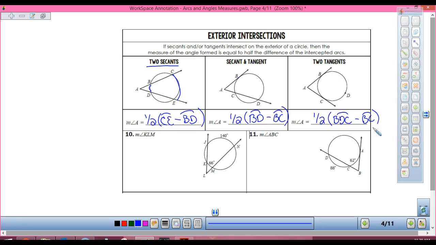So in 10, my angle is going to be 1/2 times, what's my big arc? 140 minus 66, or 1/2 of 74 gives me 37 degrees.